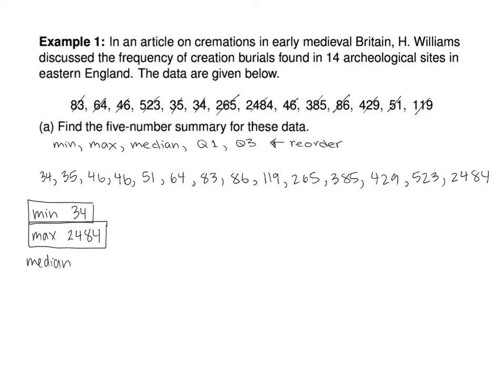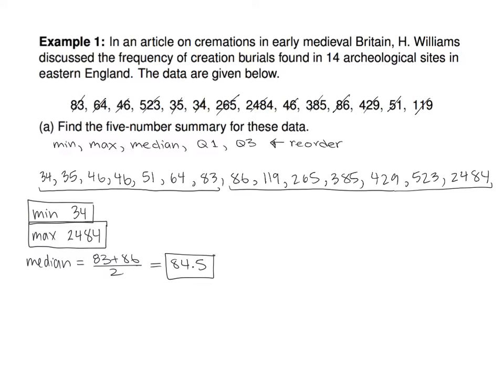Now to find the median, there are 14 numbers, so here's the first 7, and the other 7. There is no one single number that is the median, so you have to take the mean of the two middle numbers. So 83 plus 86 over 2 gives us 84.5 for our median.